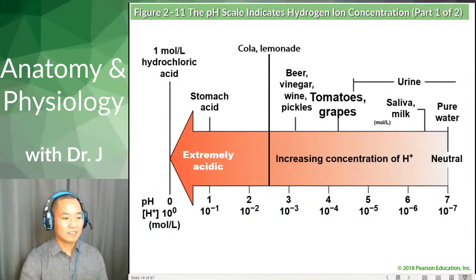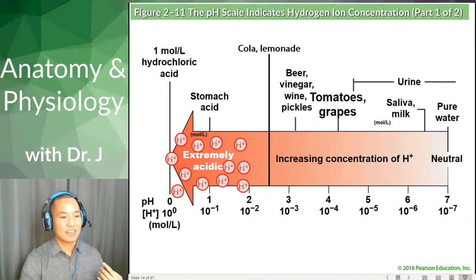So here we have the acidic range. Acidic means that it is more acidic compared to neutral, pure water. Pure water does have trace amounts of hydrogen ions, but something more acidic than water has a higher concentration of hydrogen ions and protons than water does. As you can see, stomach acid is much more acidic than pure water, urine, and saliva. Therefore, stomach acid has a higher concentration of protons than urine, saliva, and water.